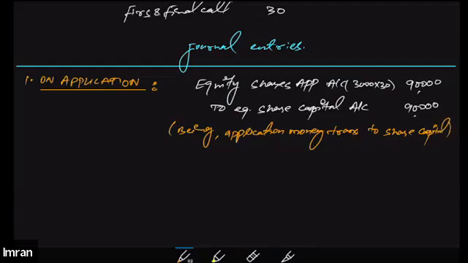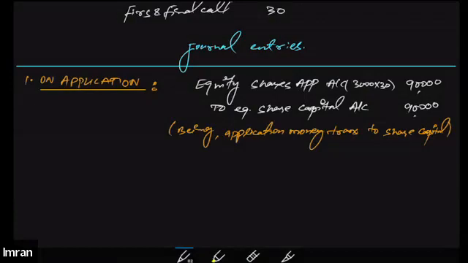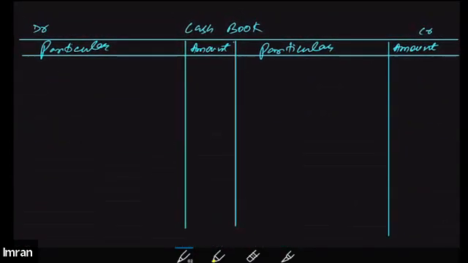All right, everybody. What about the entry for the receipt of application money? See, receipt of application won't be shown in the form of the journal entry. Rather, it will be shown in the cash book. On which side? On the debit side or the credit side? Tell me.